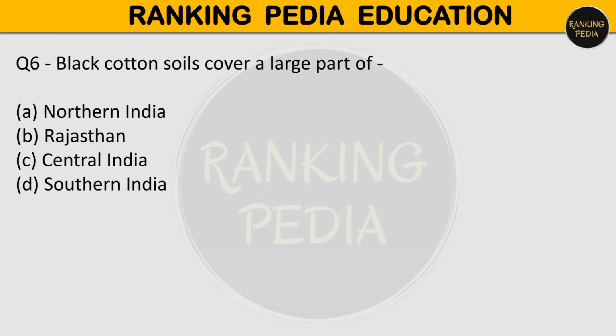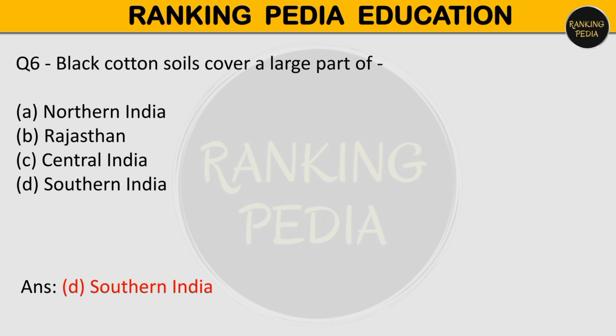Next question is, black cotton soils cover a large part of, your options are northern region, Rajasthan, central India or southern India. So the black cotton soil covers a large part of southern India, that is option D.